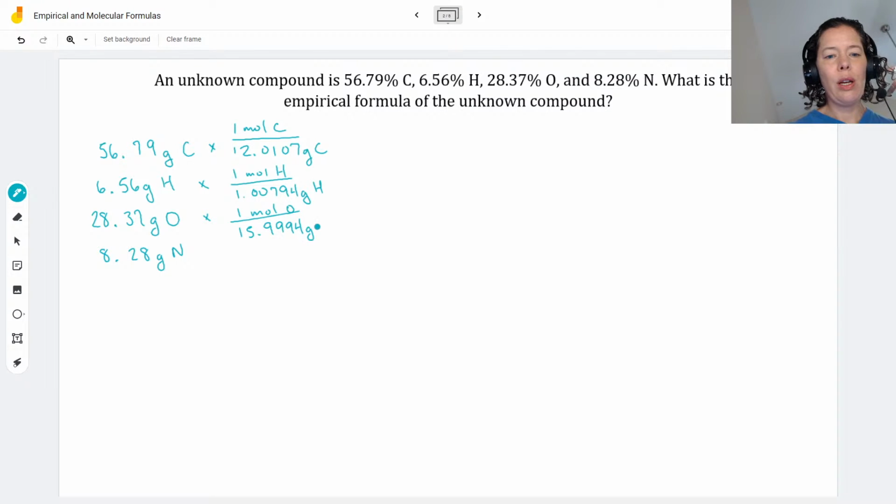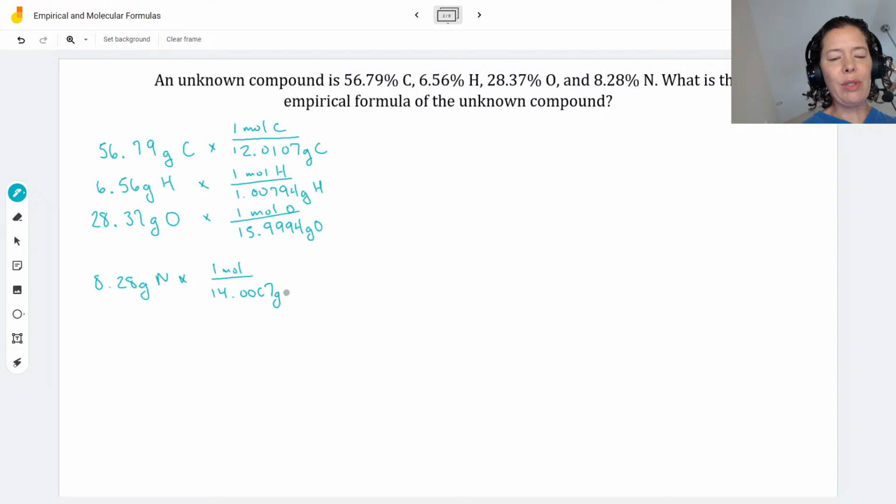0.9994 grams of oxygen. And you know what? This is just kind of driving me crazy. I'm going to bump nitrogen down just a little bit here. All right, so I'm going to rewrite nitrogen. Let's see. Nitrogen was 8.28 grams of nitrogen. And again, I am just multiplying by the molar mass of nitrogen.